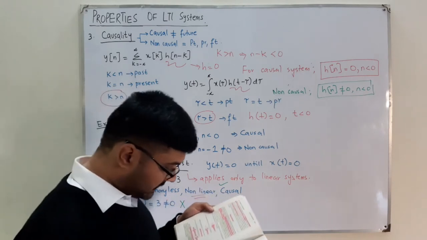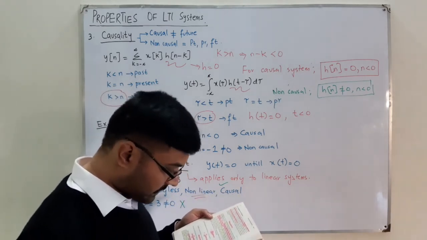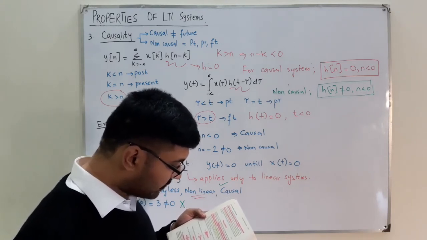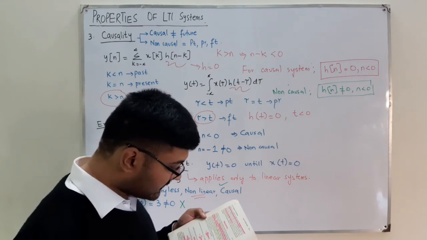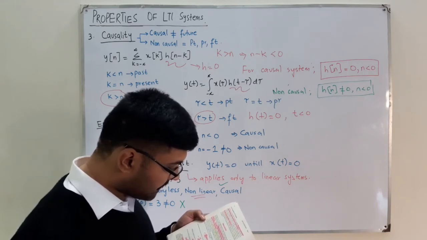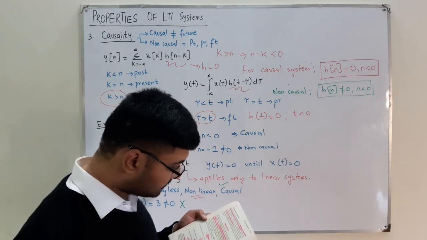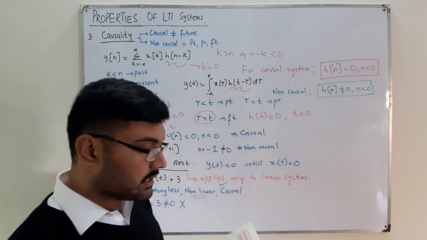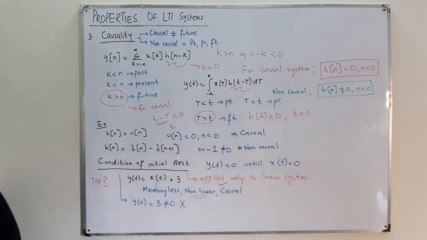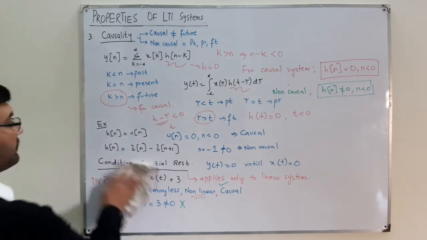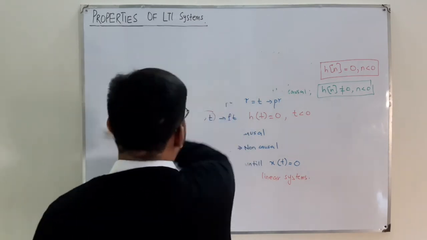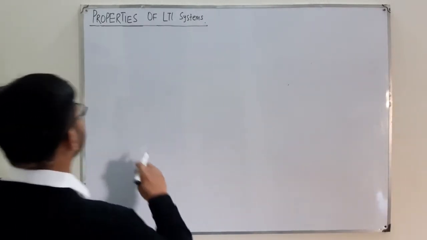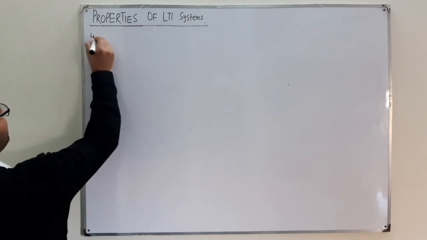So let us have some points on the book. Okay, this is the third property, causality. It's not linear, however, it is causal and it's memory-less. So it does not satisfy the condition of initial rest, fine? That's it. Condition of initial rest applies only to linear systems. So the next property, the fourth and last, is stability.